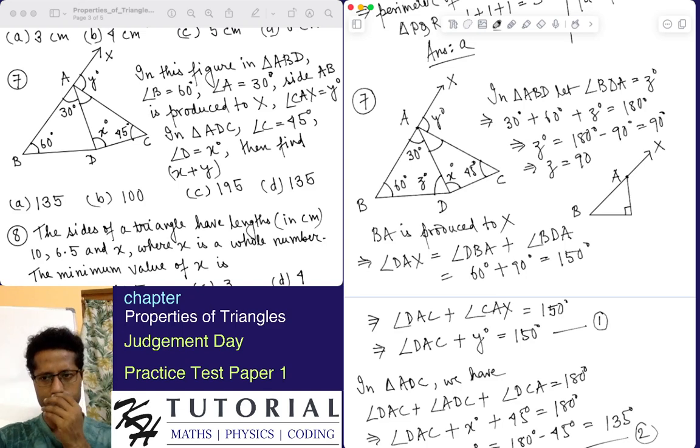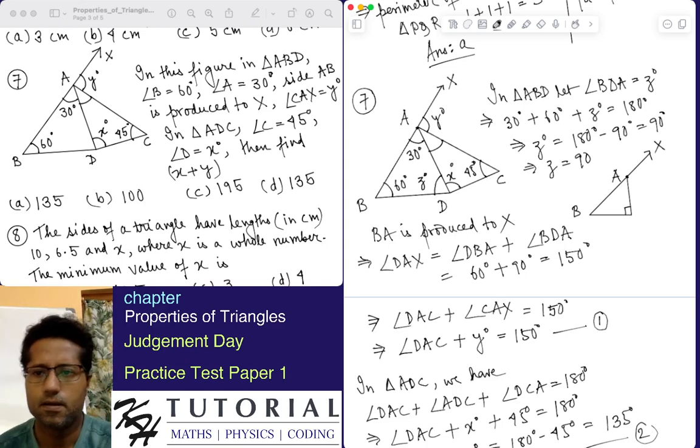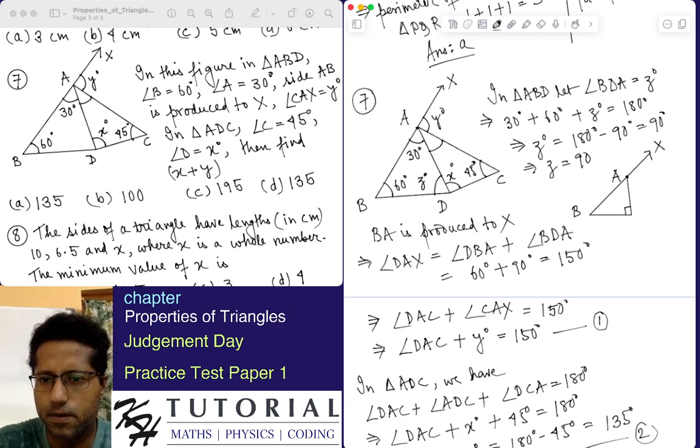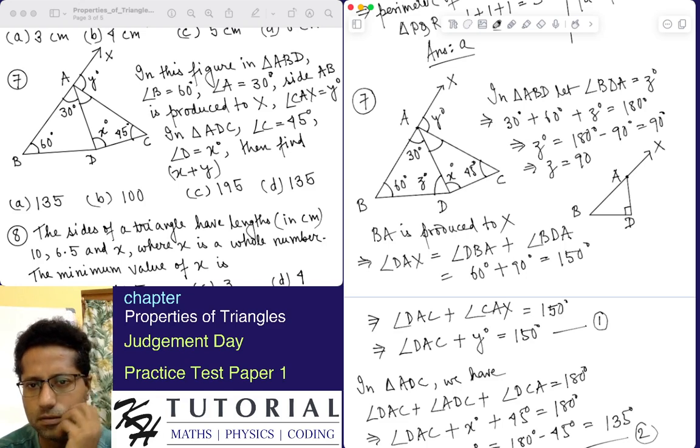45 degree is given. Angle C is 45. Now, from the fact that AD is perpendicular to BD and the angle ACD is 45 degree, can we say that BDC are collinear? This is 30 degree. So this plus this should be 150.